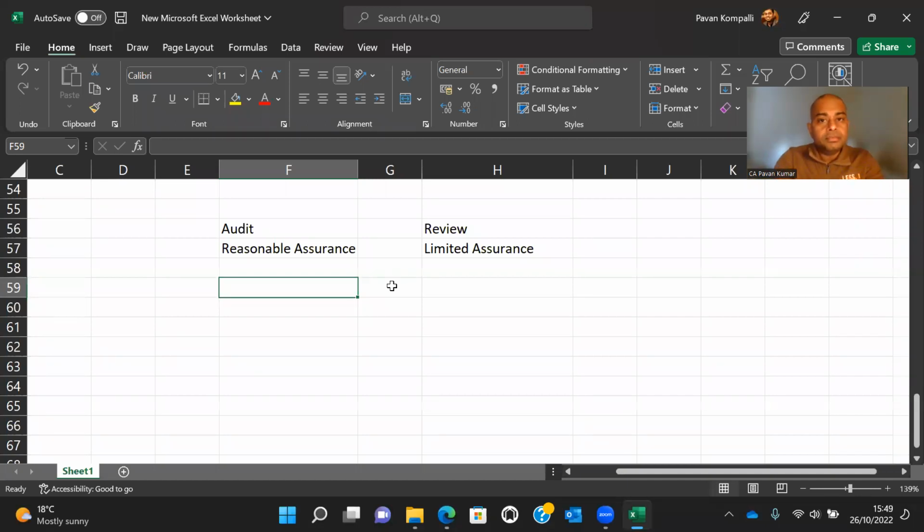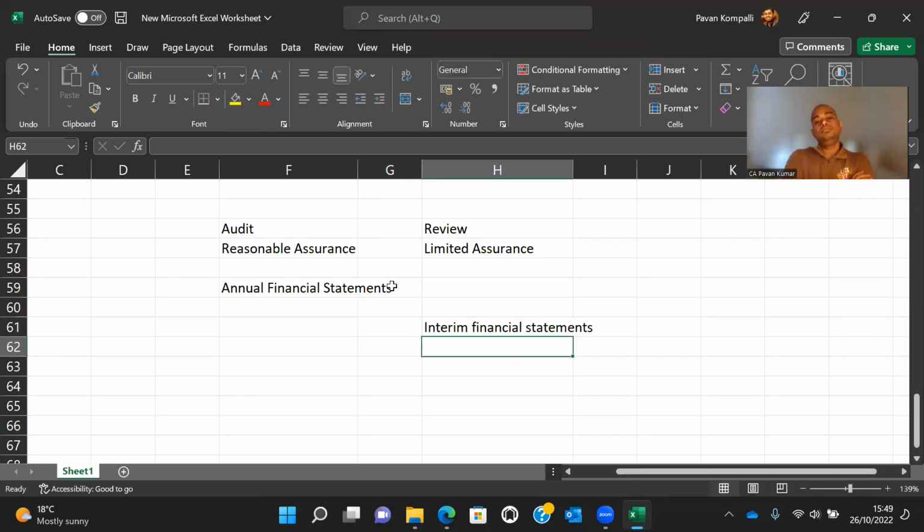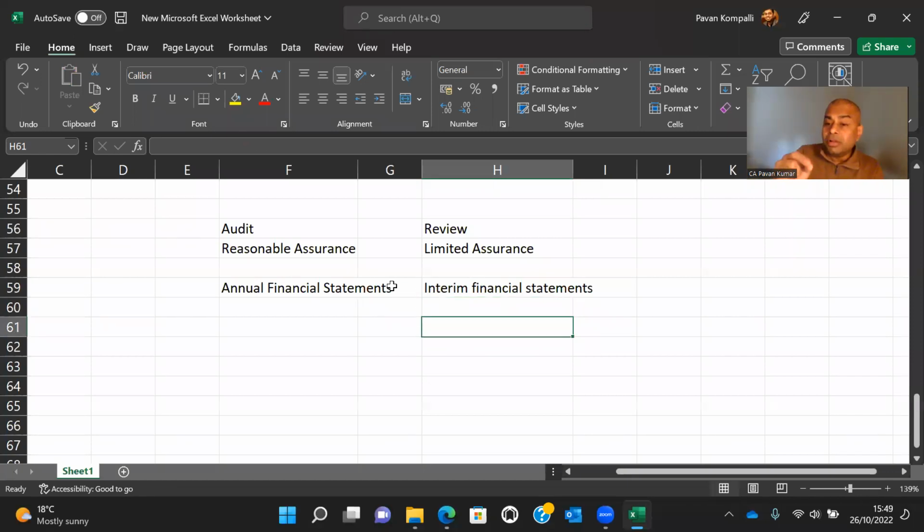Audit will be for annual financial statements. Review will be for interim financial statements. You can write this also. Normally, audits are reasonable assurance engagements that happen in case of audit of annual financial statements, whereas reviews are limited assurance engagements. Normally, interim financial statements will be subjected to review.